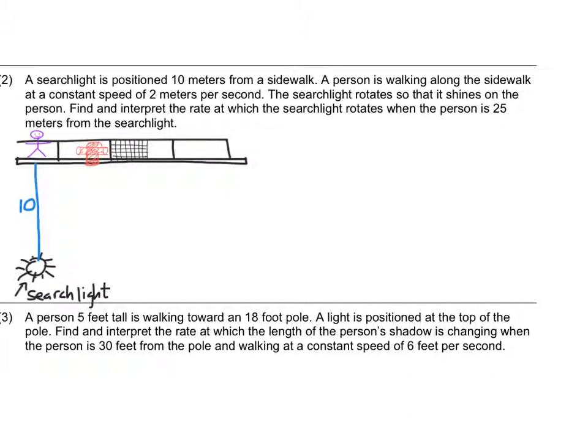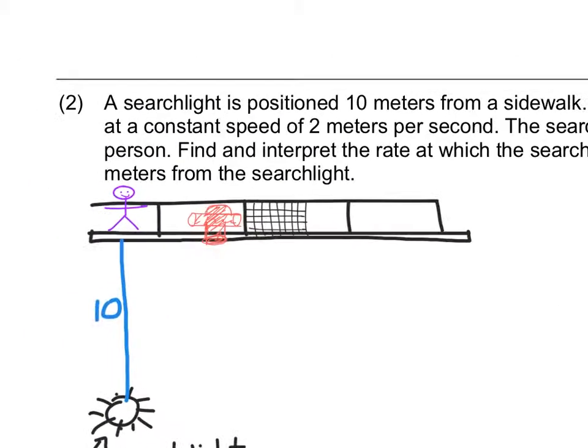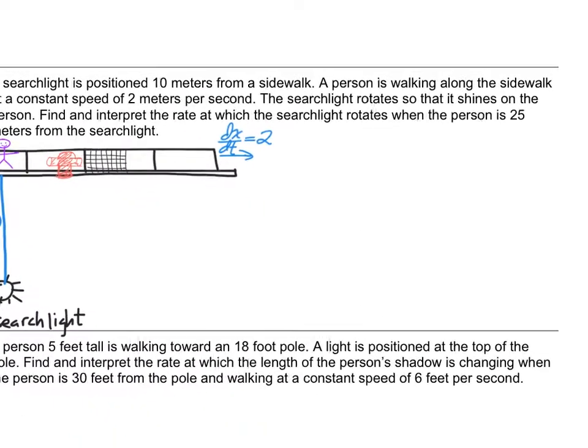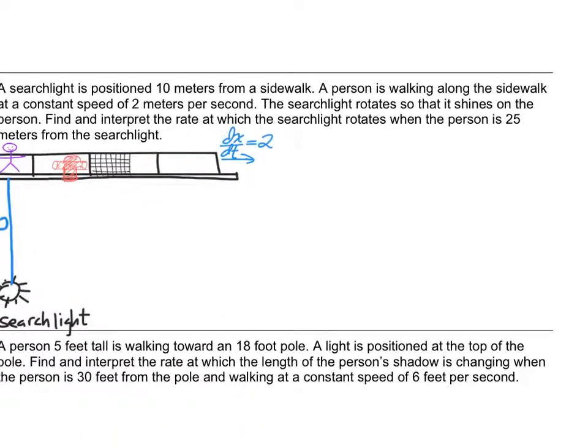So, constant speed. So dx/dt is equal to 2. And again, I'm just writing it unitless because we're confirming that the units are okay. All right. Find and interpret the rate at which the searchlight rotates when the person is 25 meters from the searchlight.